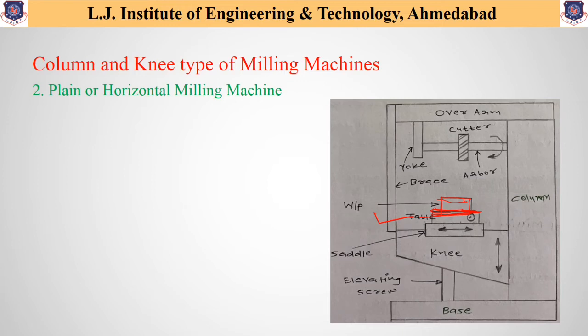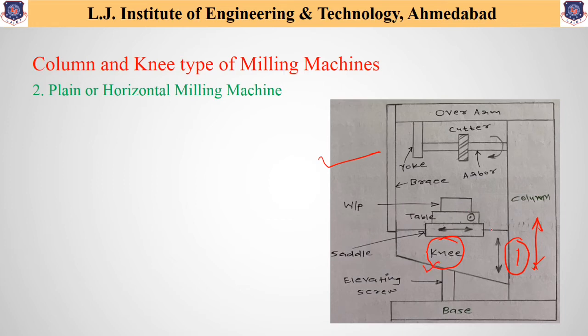So if we summarize the movements that are possible in this horizontal milling machine, let us define them one by one. First movement, that is the up and down movement along the column, and this movement is possible by using the knee. So the table can be moved up and down by using the knee.